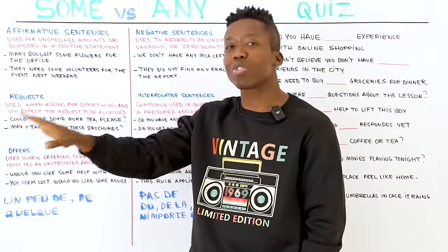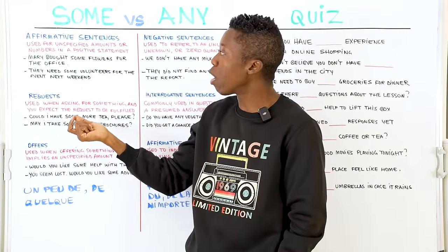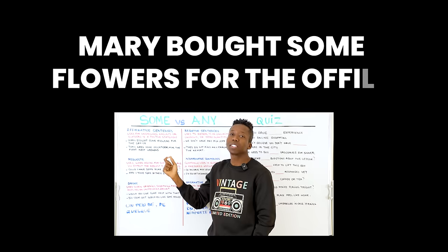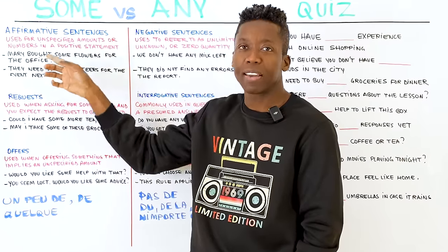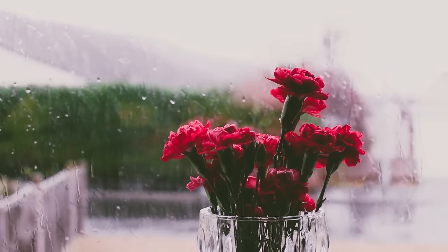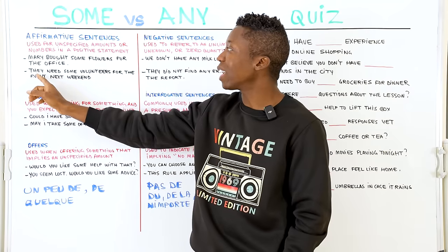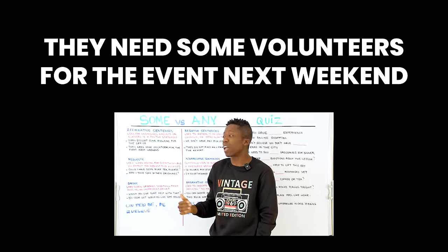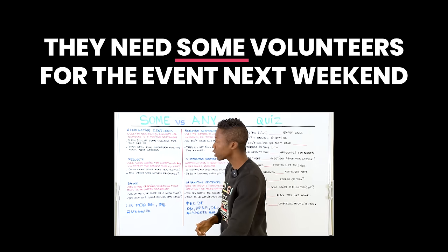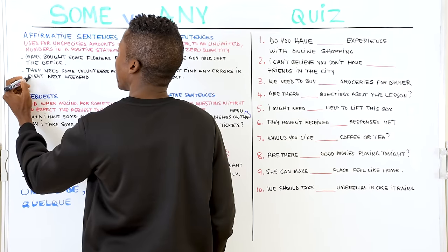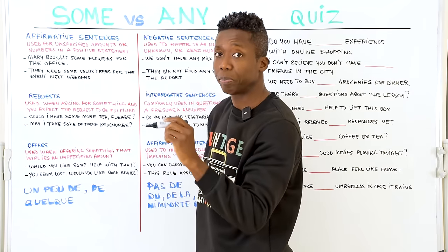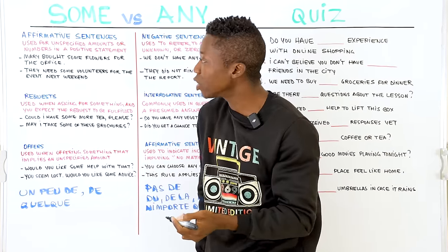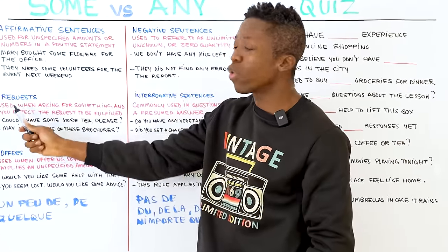For example, j'ai toujours des exemples pour que vous puissiez bien comprendre ces concepts. Mary bought some flowers for the office. We don't know how many flowers she bought. It's unspecified. Does that make sense? She bought some flowers for the office. That's good, Mary. Okay, sentence number two. They need some volunteers for the event next weekend. Again, we don't know how many volunteers they need. We just know that they need some. Unspecified amount. Make sense?